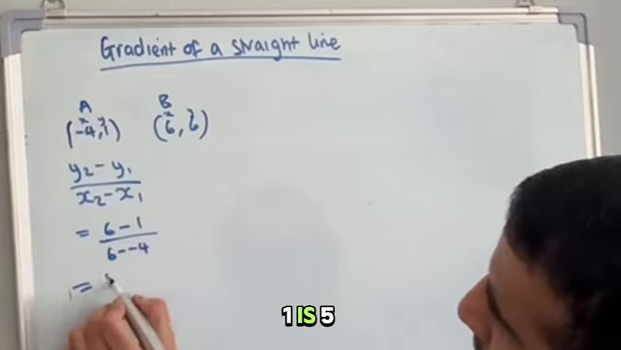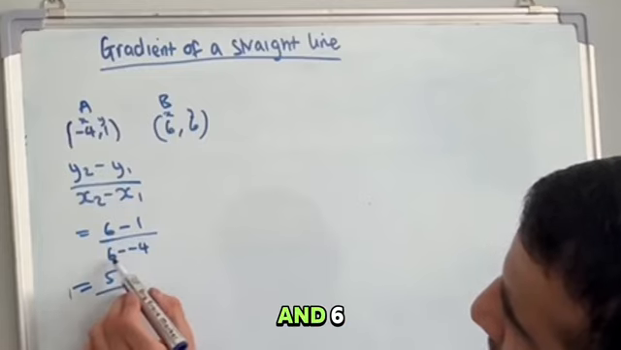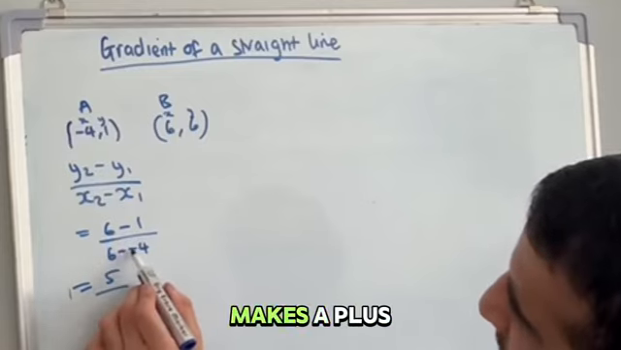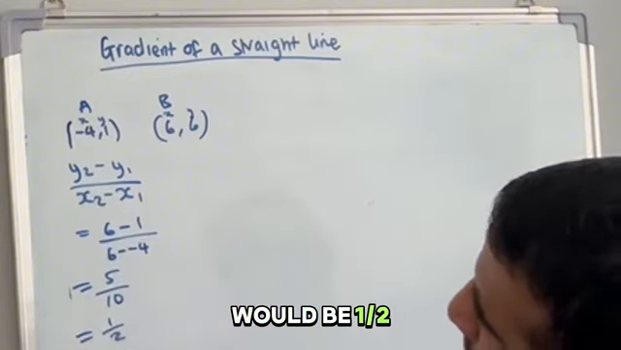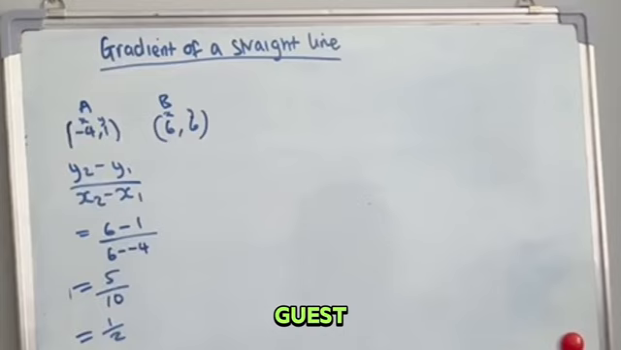6 take away 1 is 5, and 6 minus a minus makes a plus, so 6 and 4 is 10. So 5 over 10 would be a half. And that's how you can work out the gradient when you've only got coordinates.